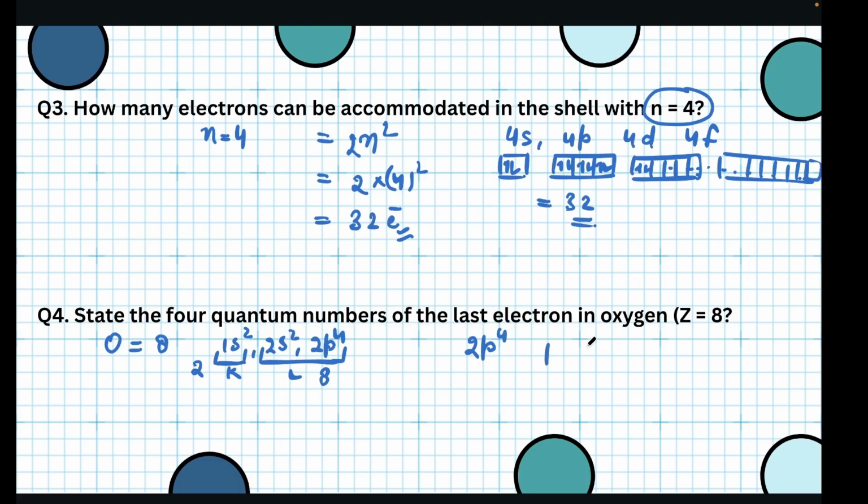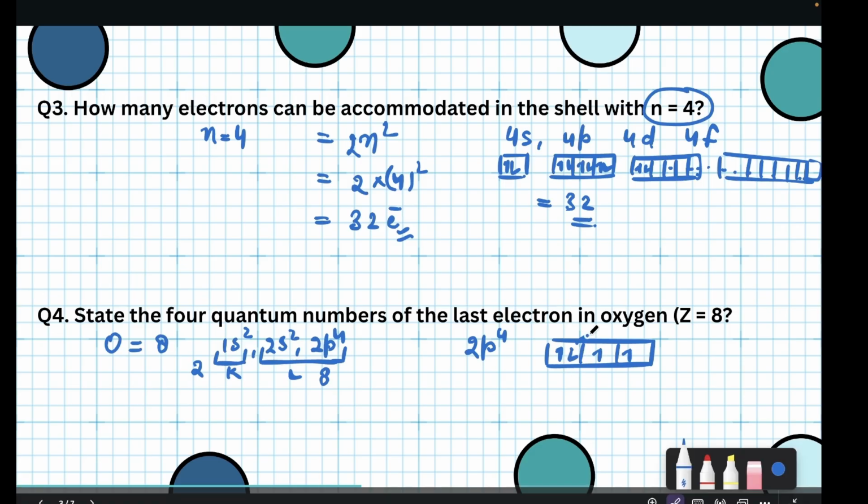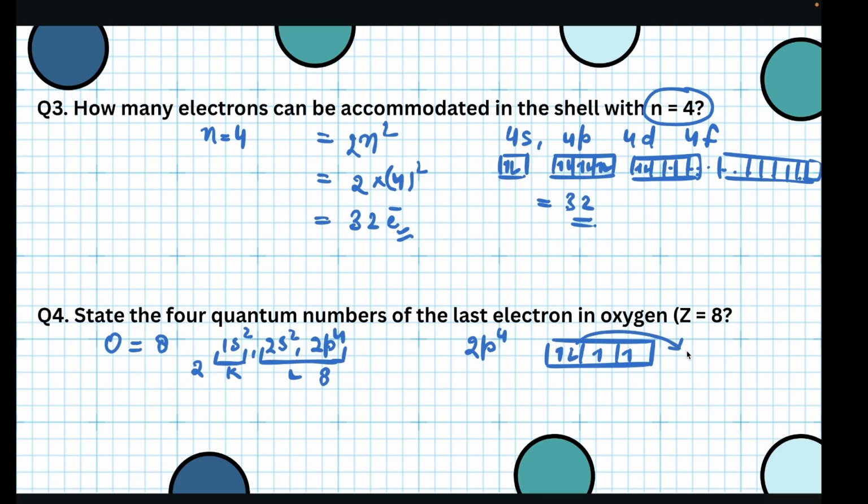So this is the p subshell, and as we know there are 3 orbitals in the p subshell. Now fill all the orbitals with the electrons 1, 2, 3 and 4. So this is the last electron, and for this electron we need to find out all the 4 quantum numbers.